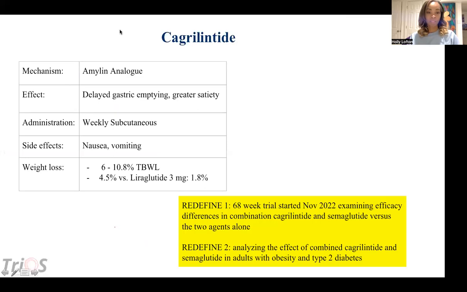All right. So cagrilintide, you may have heard this is an amylin analog, but it's getting more popularity, especially in combination with semaglutide, because alone, we saw about 6% to 11% weight loss. But when combined with semaglutide, there's some really promising data. And we saw that this did have some benefits versus liraglutide in studies. So this is something in the pipeline we might see alone, but definitely in combination with semaglutide.